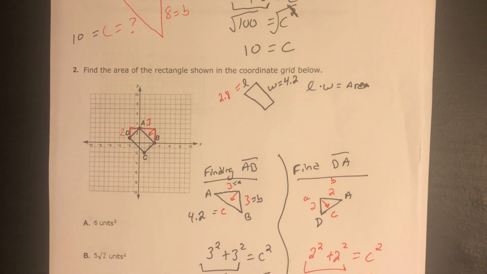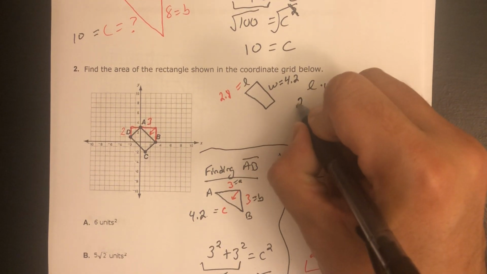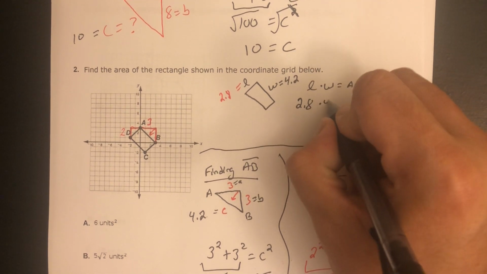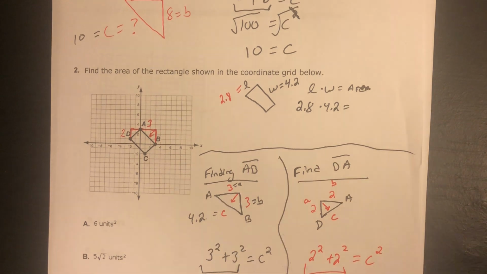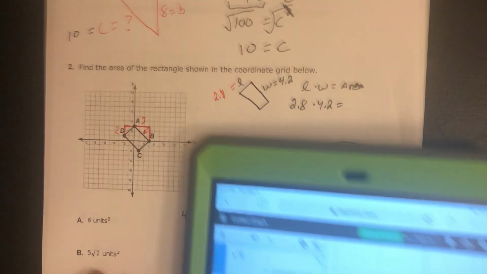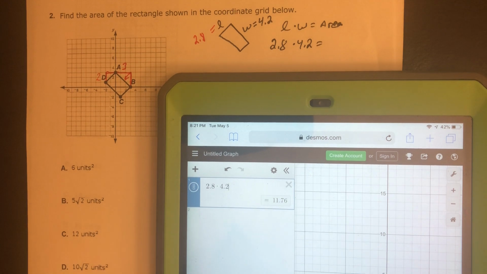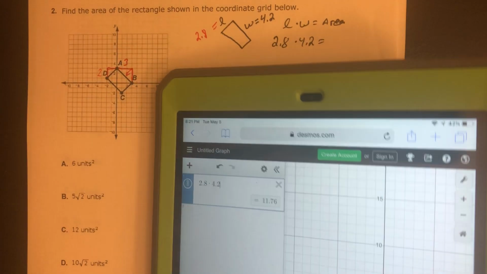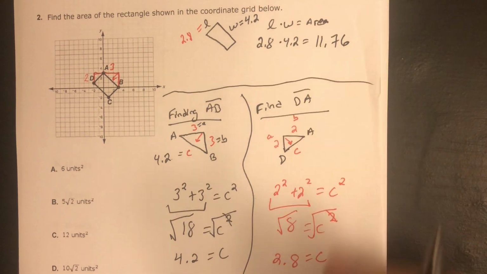So now that we have the length times the width, I can say 2.8 times 4.2, which is the area, because we're doing length times width to find the area of that shape. So 2.8 times 4.2 gives me 11.76 for the area.